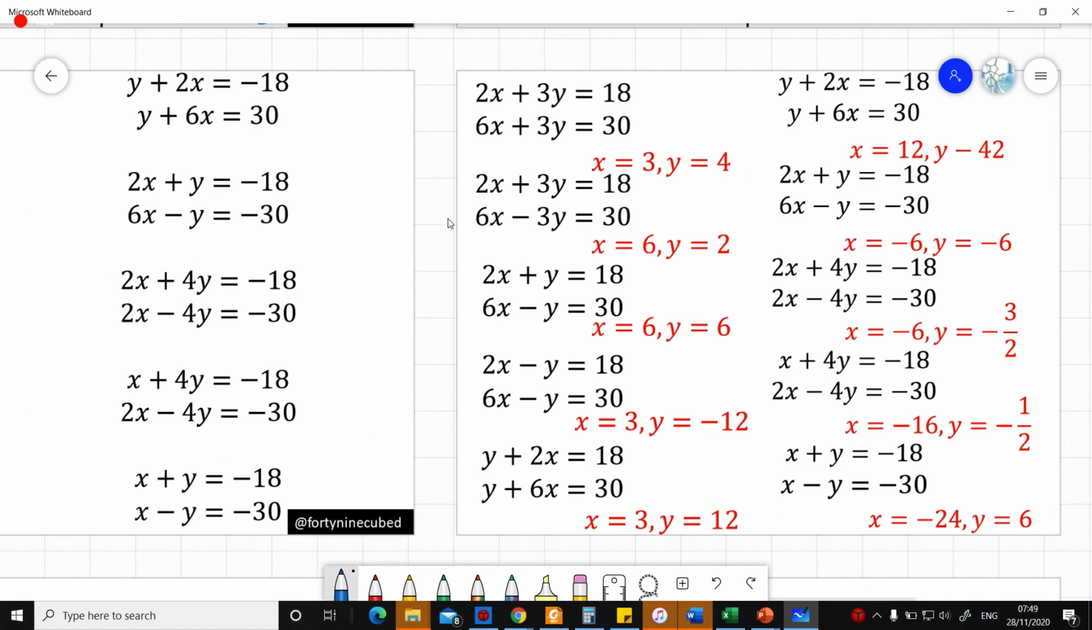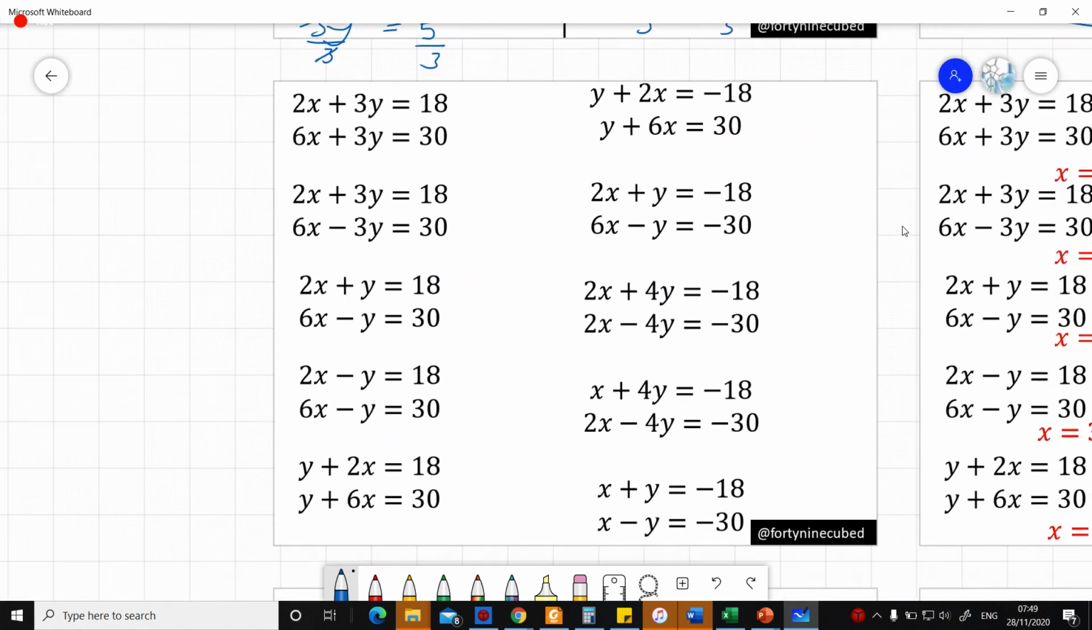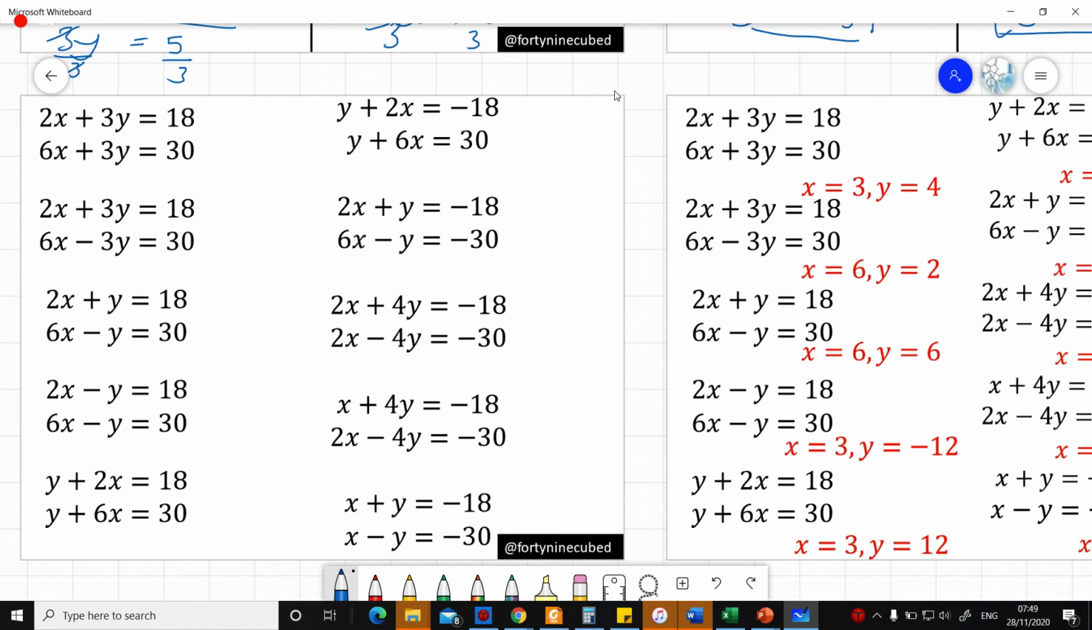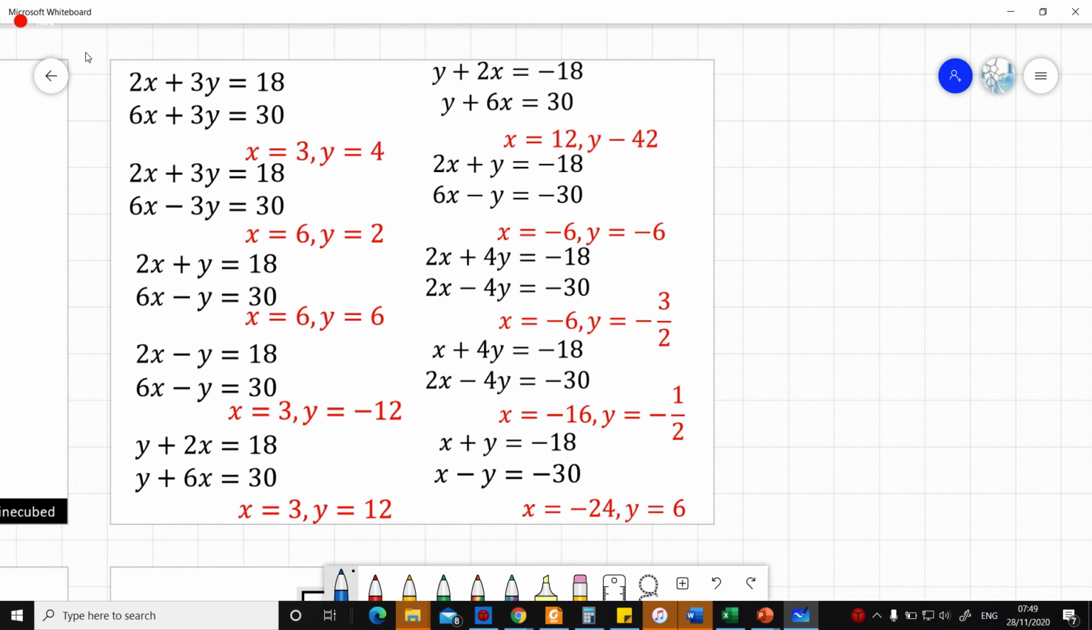So we had 4 clear examples. I want you to please do these questions. So pause the video, give it a go. If the signs are the same, we subtract. If the signs are different, we add. So pause the video, give it a go, and then we'll mark your work.